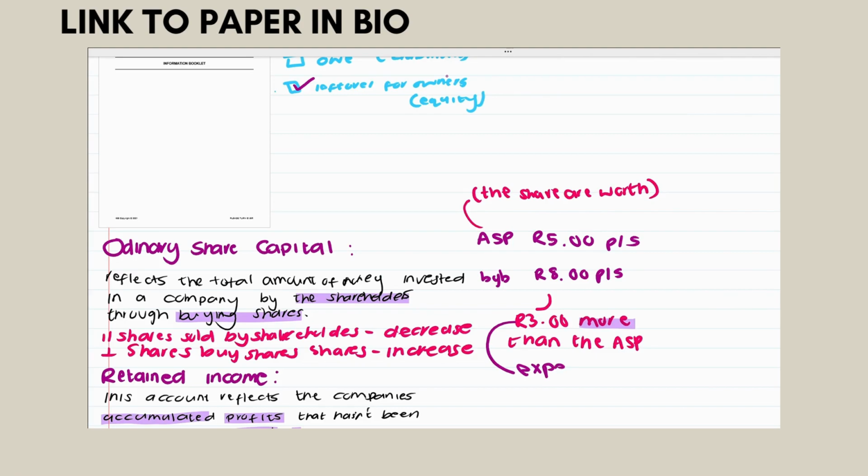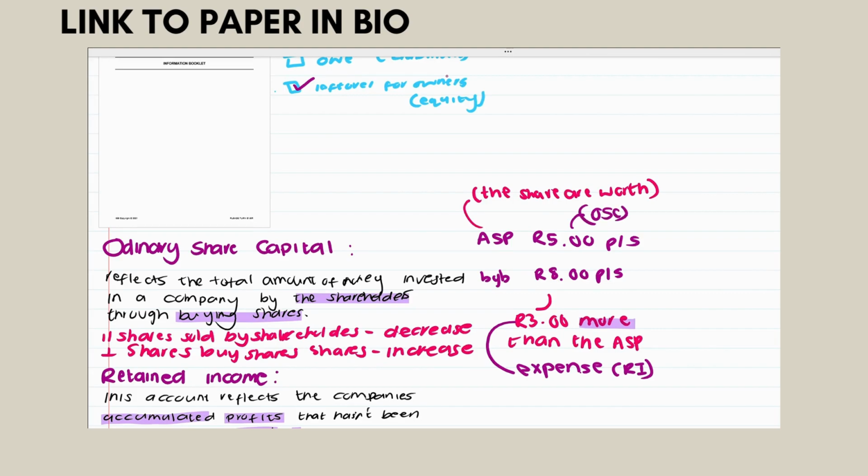How much more we as a company had to take out in order to buy them back, that's an expense, and this will go into the retained income account. So the 3 Rand, just the difference, will go into the retained income. And the average share price is what will show up in our ordinary share capital account.